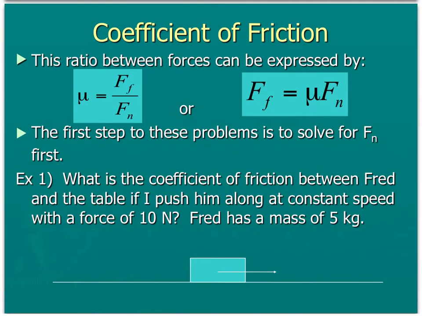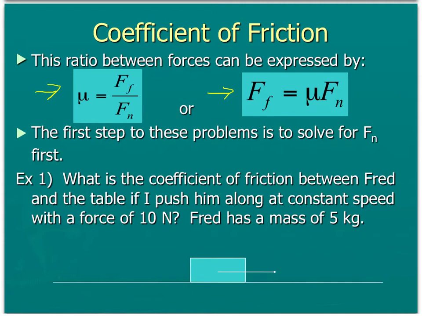Two new equations that you can add to your formula cards are listed here. They deal with the coefficient of friction. One comes right from our definition, which says that the coefficient of friction is the ratio between our frictional force and our normal force, so mu is equal to Ff over Fn. The second formula is essentially the same thing, just rearranged: frictional force is equal to mu times normal force.